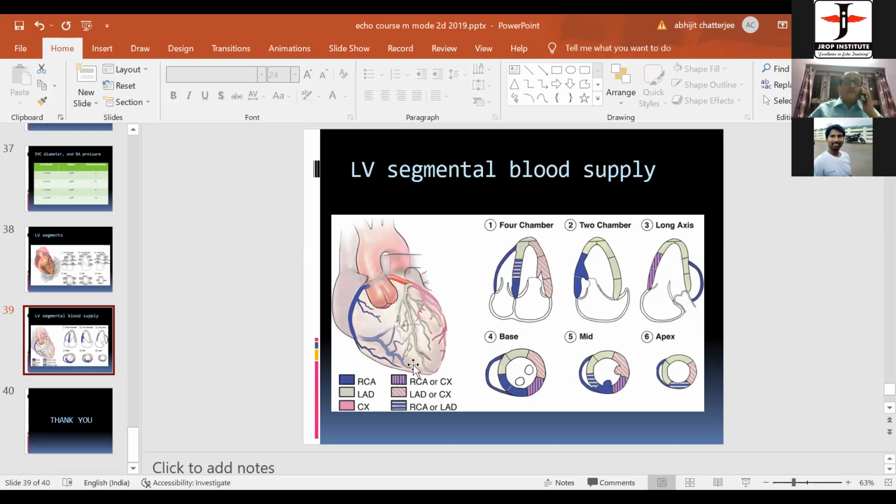By the time Dr. Abhijit is taking his phone call, first of all, we never use aortic valve area for planimetry.